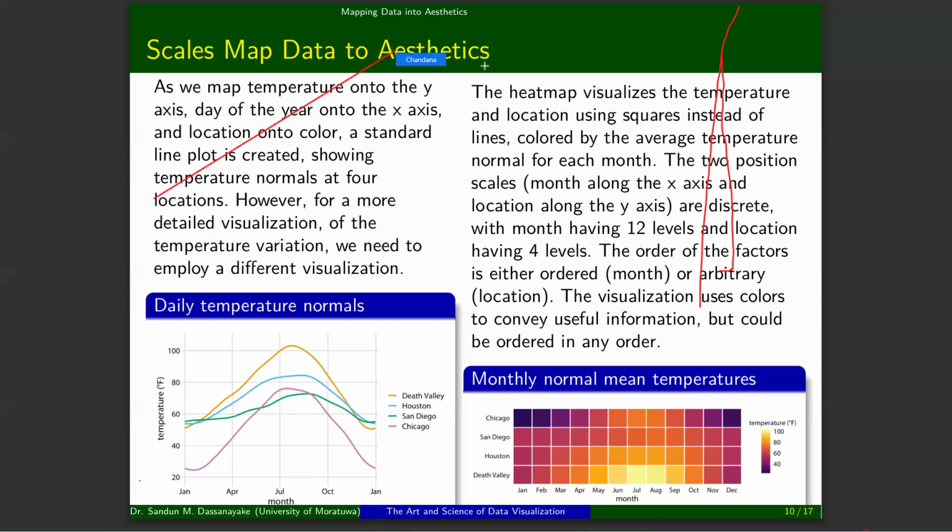Scales map data to aesthetics, yes. But at the same time, what we need to understand is we are the ones who are directing this. So, as long as you have that idea of what you really want to visualize, you can swap between it.